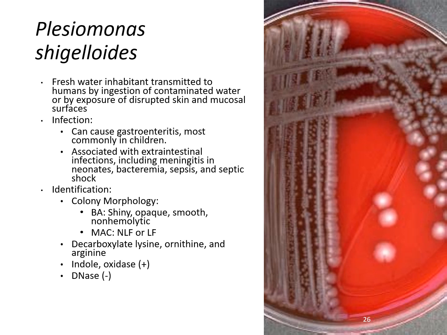With these organisms, they appear as shiny, opaque, smooth, non-hemolytic colonies on blood agar. On MacConkey agar, they are non-lactose fermenters or lactose fermenters, and they do decarboxylate lysine, ornithine, and arginine. So all three of these tests would be positive when you're performing that test. With your DNase, you would have a negative reaction, and your indole and oxidase would be positive.